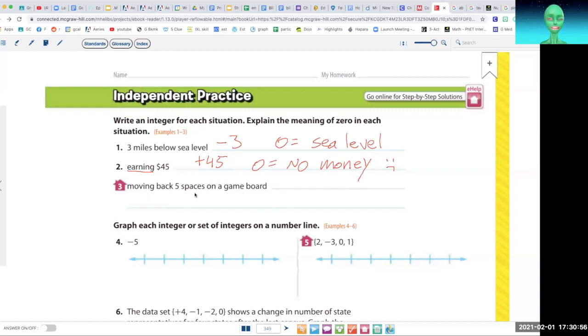All right, so now here you are on a game board, or you could also think of it as a football field or something like that. You're moving back 5 spaces. So what integer would that be? Ready, go. All right, so that would be -5, right? Sorry, my 5's bad. And what would 0 be in this situation? 0 equals not moving. Great, let's try some more.